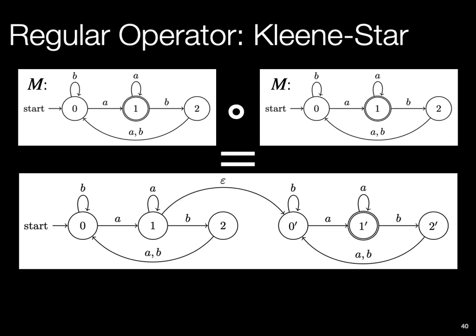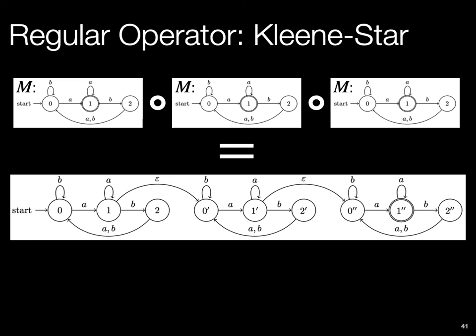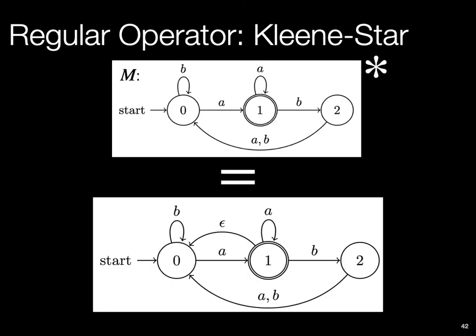Let's consider 3 concatenations. Again, the first 2 are exactly combined as a 2 concatenation, and then we do another concatenation with that. But this means that we go from the final state 1 prime to the start state 0 prime prime. However, this is telling us that if we merge all 3 of these together into a single NFA, we get one where every final state has an epsilon transition back to the start state. And this lets us get the next word in the concatenation. Thus, the Kleene star should be equivalent to this.